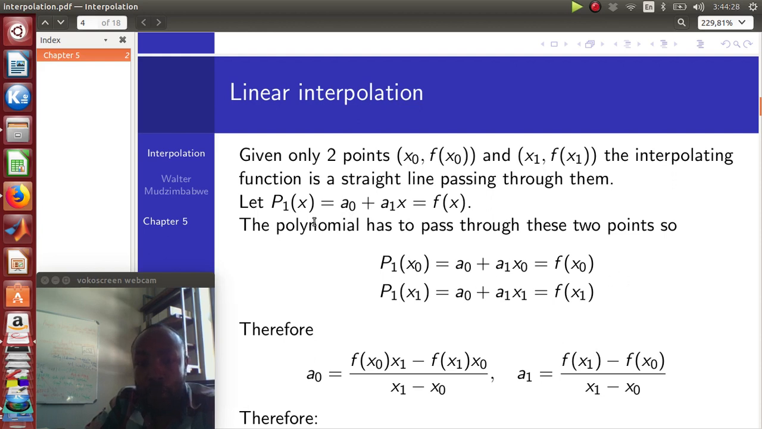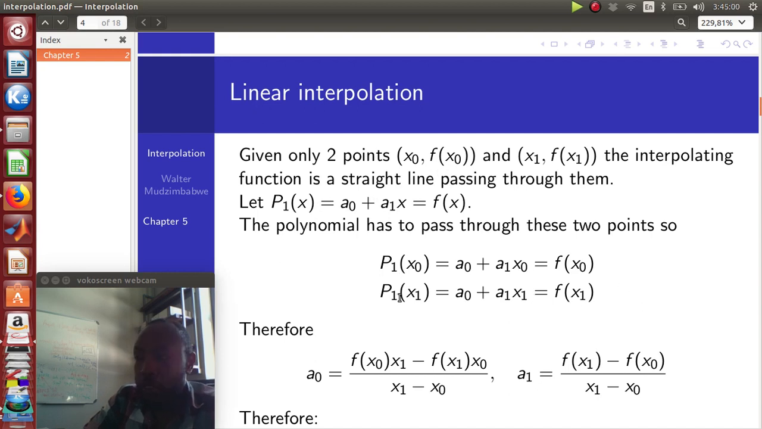So if x here is x naught, then we're going to get a naught plus a1 times x naught, which is what we have here. And the value at x naught in our polynomial should be equal to the data point there. So if we substitute x naught, we should get the f, which is what we have here. So the polynomial has to pass through this point. This is what it means here.